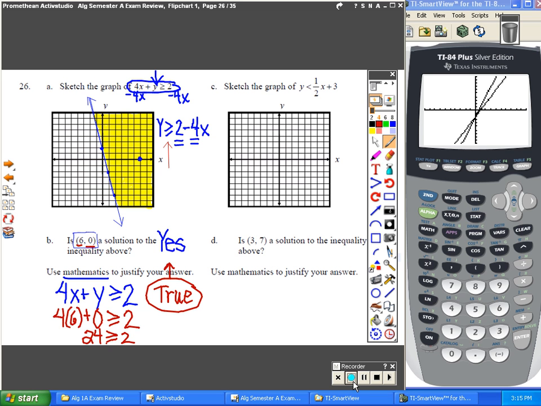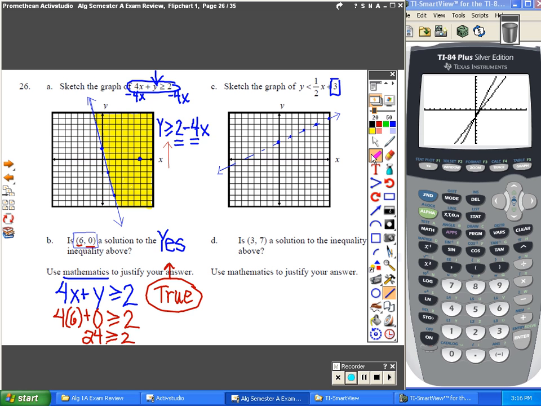The second one will start very similarly. The y-intercept is at 3, so I'll start at 3. My slope here is up 1 over 2, up 1 over 2, and I'll connect those with a line. I need to tell you that this should not be a solid line, but I'm going to show you a little trick. Draw it solid, and then just go back with your eraser and make it dotted.